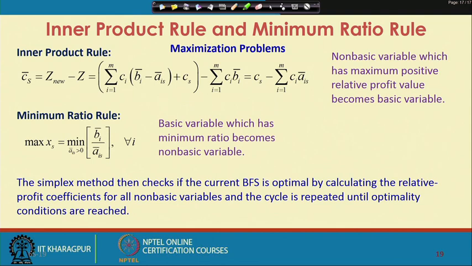So, there are two main rules, one was inner product rule and another is minimum ratio rule. Inner product rule says that non-basic variable which has maximum positive relative profit value becomes basic variable, and minimum ratio rule says that basic variable which has minimum ratio becomes non-basic variable. So, after this exchange of basic and non-basic variables, the simplex method checks again if the current basic feasible solution is optimal by calculating the relative profit coefficients for all non-basic variables, and the cycle is repeated until optimality conditions are reached.